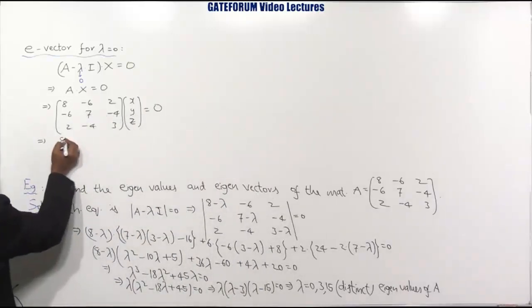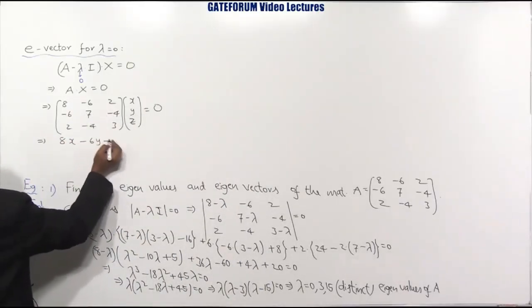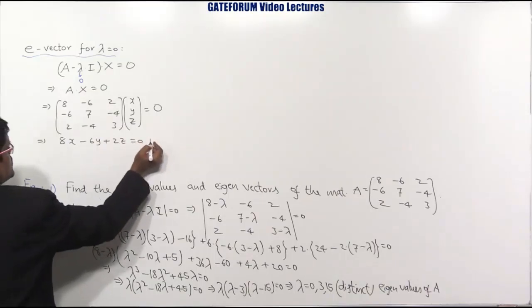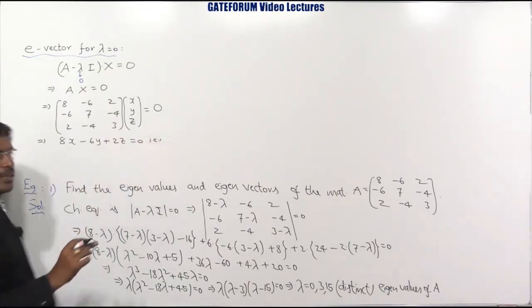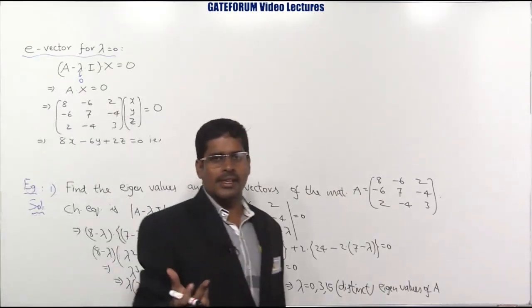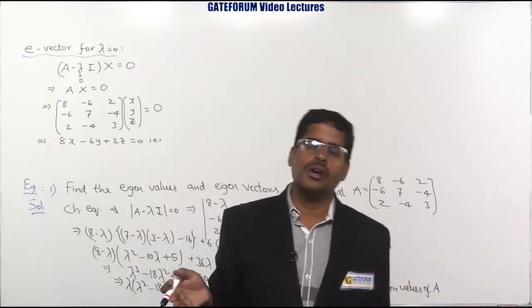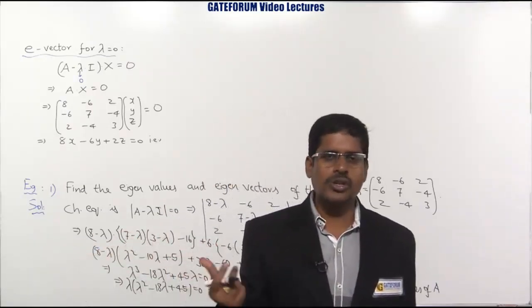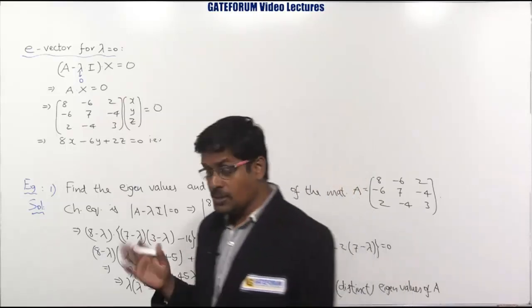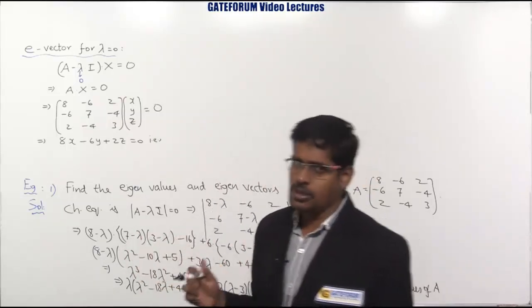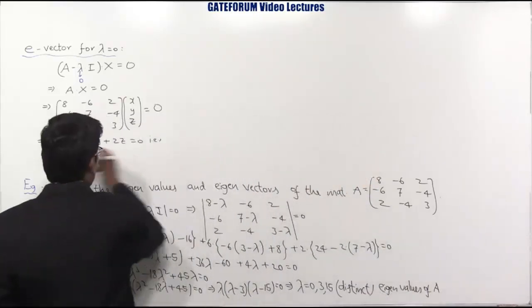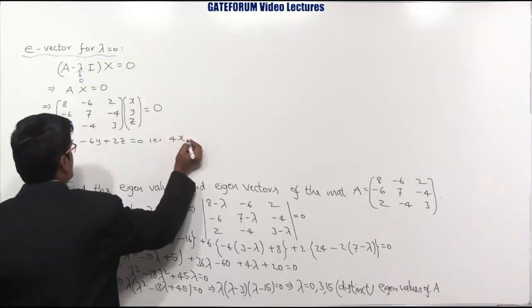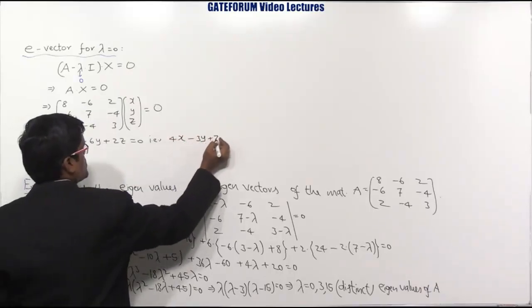So 8x minus 6y plus 2z is equal to 0. In any equation, if a number is common multiplying, it is better to take that common number and shift it to the right side, because 0 divided by any non-zero number is 0. So I can take 2 common: 4x minus 3y plus z is equal to 0.